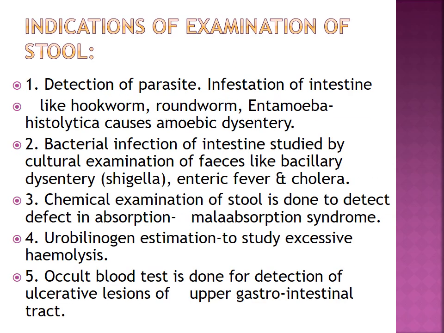So the indications for examination of stool are usually for the detection of parasites like hookworm, roundworm, Entamoeba histolytica, which causes amoebic dysentery, or bacterial infection like bacillary dysentery or diarrhea in enteric fever, cholera, or for malabsorption syndrome. To see excessive hemolysis we can do the stool urobilinogen test, or for any bleeding in the gastrointestinal tract you can do the occult blood test.